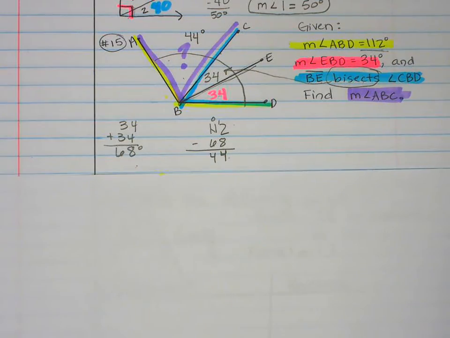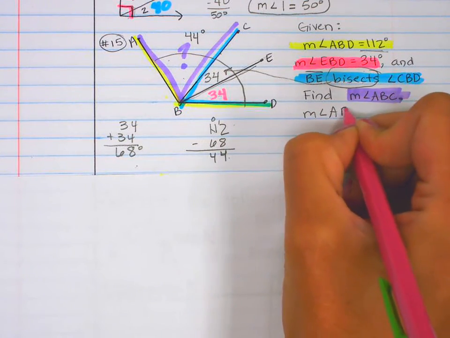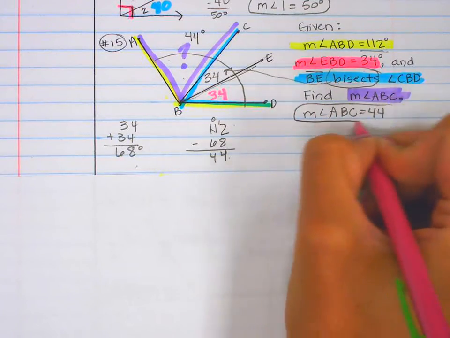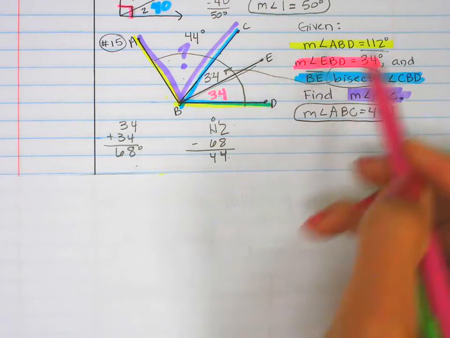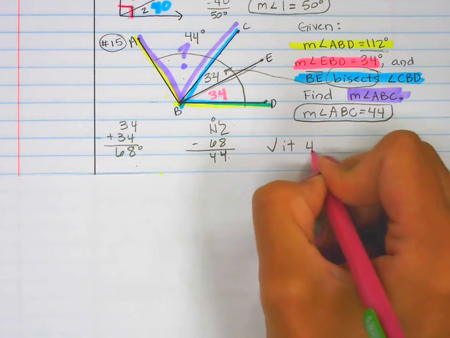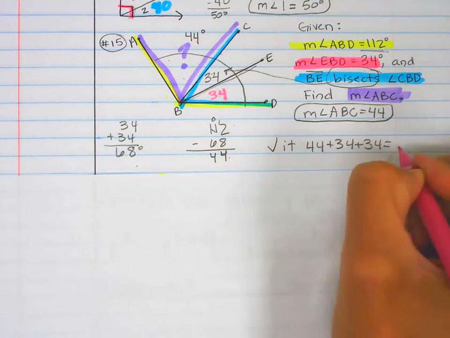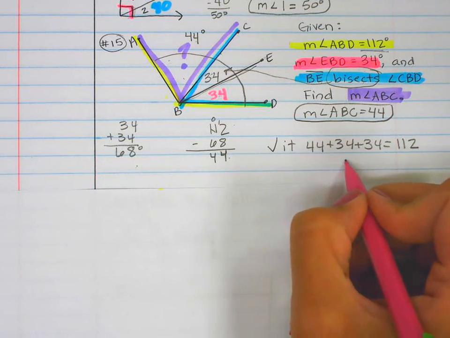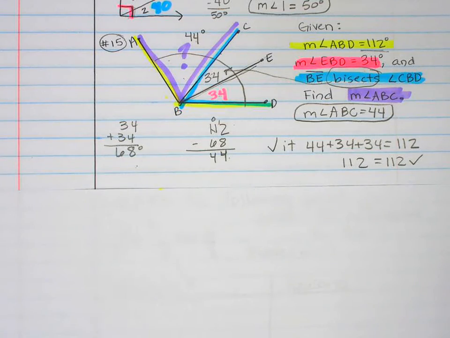So how can I check? I think that I found the measure of angle ABC. I think that it's 44, but I want to check it. So I can check by adding 44, 34, 34. That should equal the total 112. So check it. 44 plus 34 plus 34 equals 112. And it does. If you check it, it does equal 112. Check. So that way I know that I got it right.